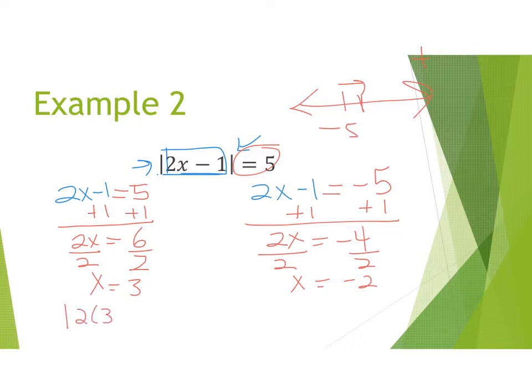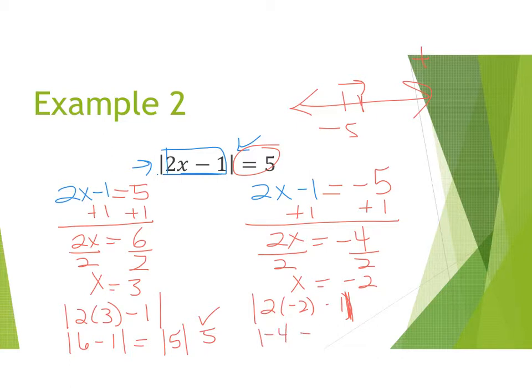So I'm going to substitute in 3 for x, and I get the absolute value of 6 minus 1, and then the absolute value of 5 is 5, so that one works. Now I'm going to plug in the other one and see what happens. Absolute value, I substituted -2 for x, minus 1. So I get -4 minus 1. So now I'm at -4 on the number line, and I'm moving 1 in the negative direction, and it puts me at -5. So I have the absolute value of -5, which is a +5. So that one works too. So both my solutions work.